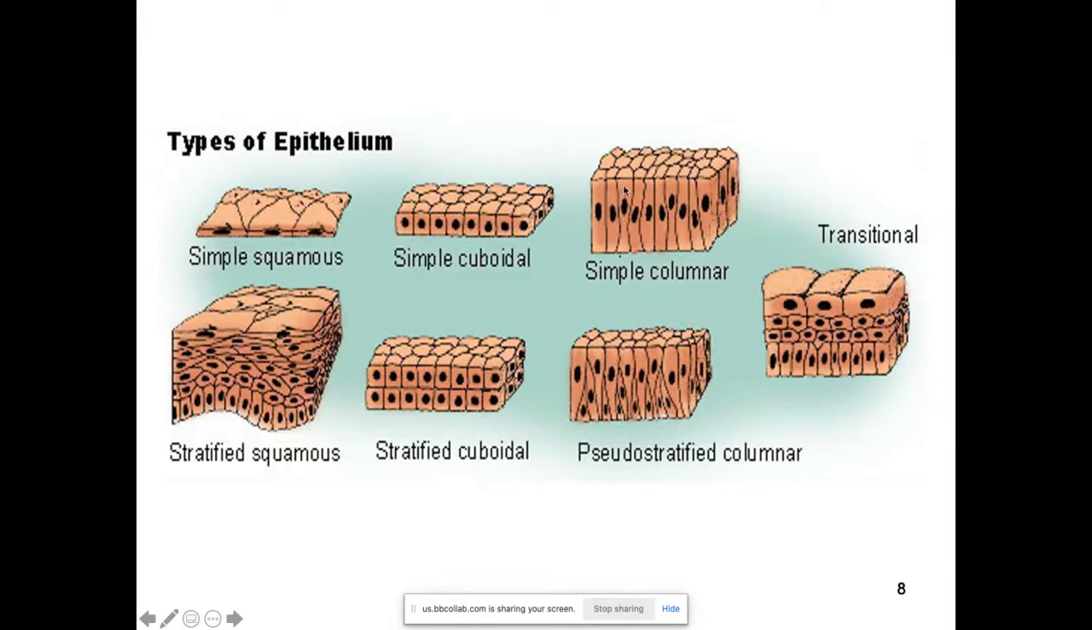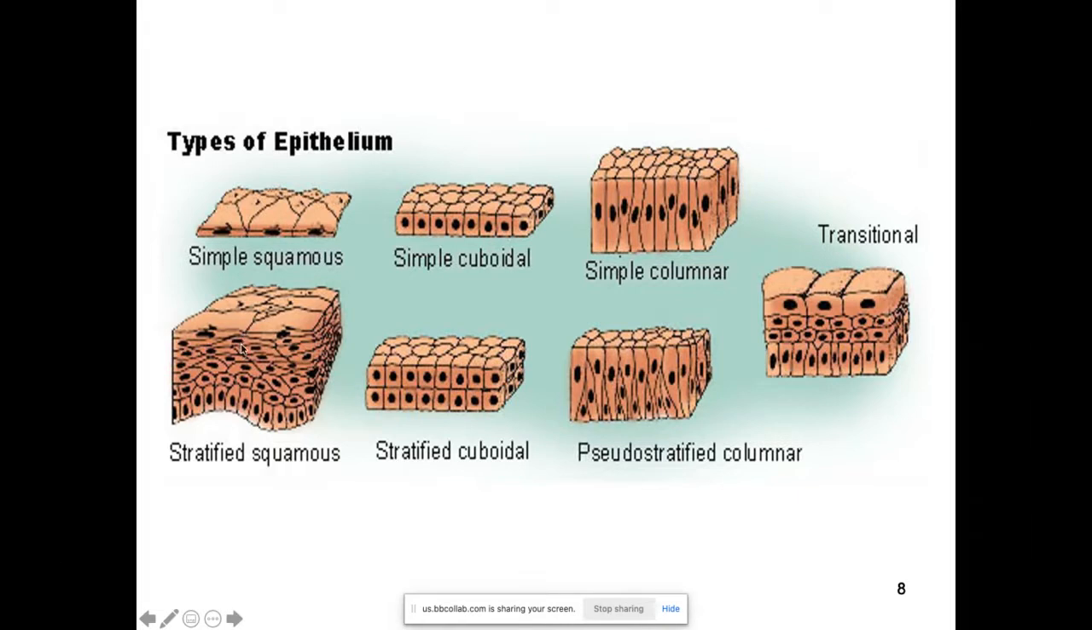Let's look off to the right. Notice these aren't cubed, they're columns, so these are columnar cells. If we look off to the left, these are flat, very irregular shaped, so we call it squamous. In fact, when we look at the skull and review some of the sutures, one of the sutures is called a squamous suture because it gives the appearance of a squamous cell, very irregularly shaped. So again, when it's one cell layer of irregular shaped cells, we call it simple squamous epithelium.